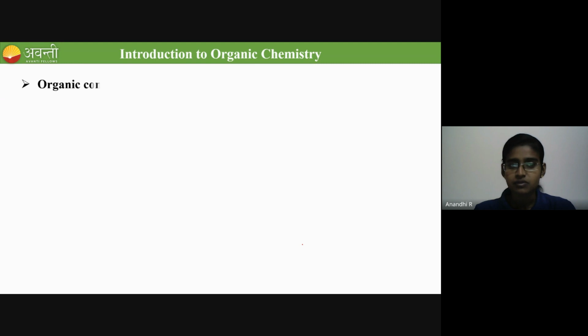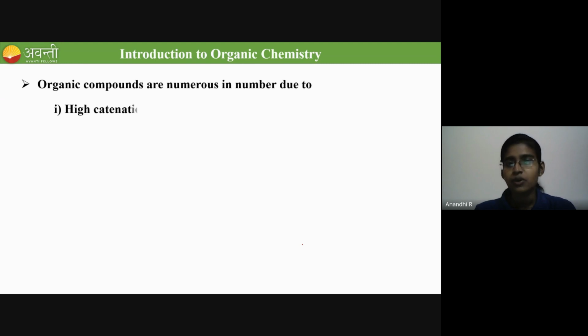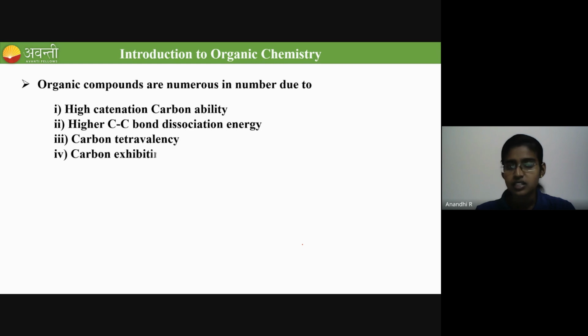So all organic compounds are numerous in number due to high catenation, high carbon-carbon bond dissociation energy, versatile nature of carbon, carbon tetravalency, and carbon exhibiting bond multiplicity. So these 4 are the reasons to that question. The main 2 reasons are: the first reason is catenation and the second reason is tetravalency.